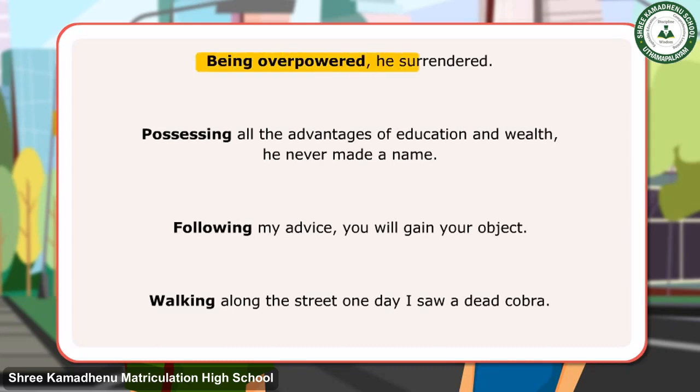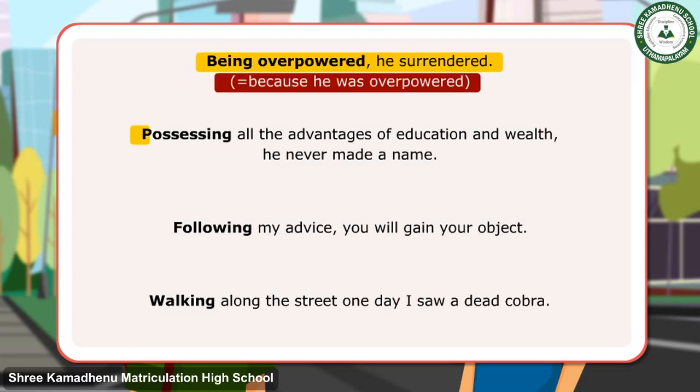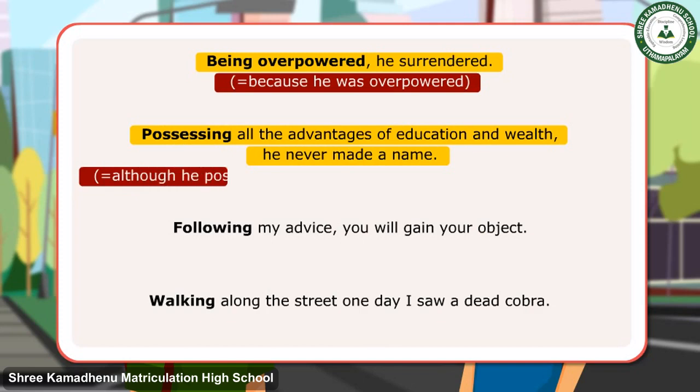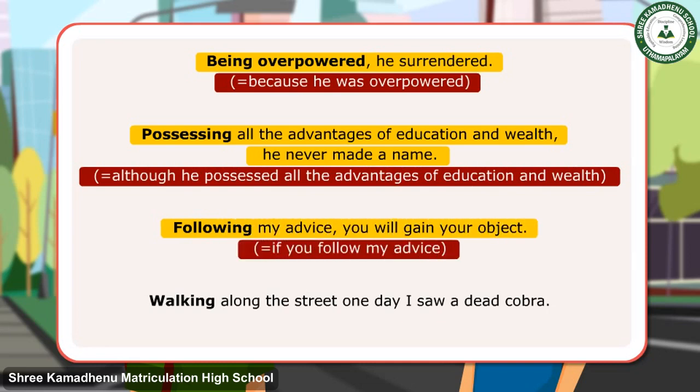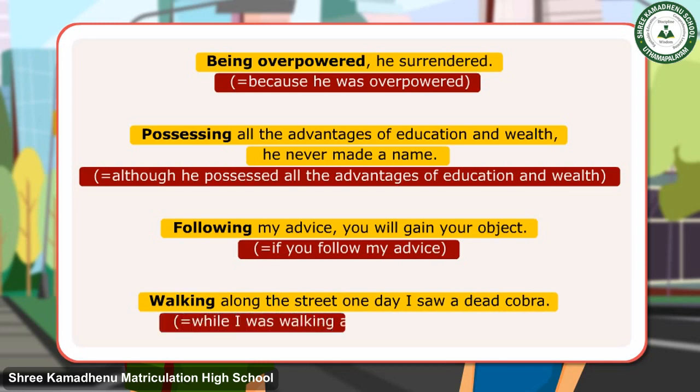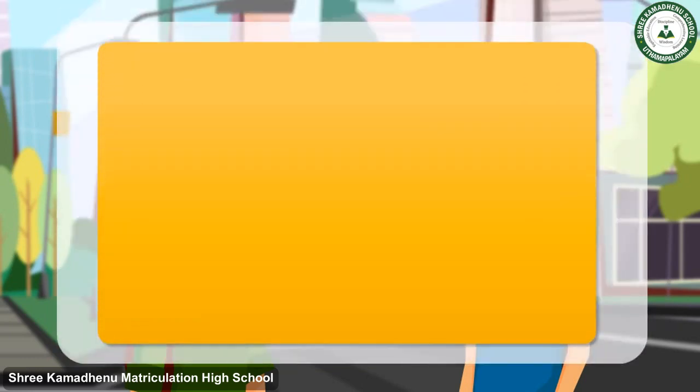Being overpowered, he surrendered, because he was overpowered. Possessing all the advantages of education and wealth, he never made a name, although he possessed all the advantages of education and wealth. Following my advice, you will gain your object, if you follow my advice. Walking along the street one day, I saw a dead cobra, while I was walking along the street one day. Here are some more examples.